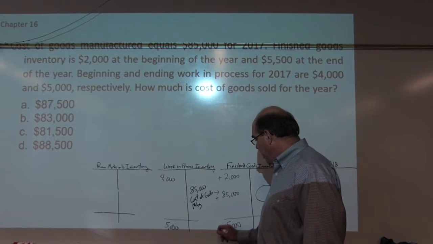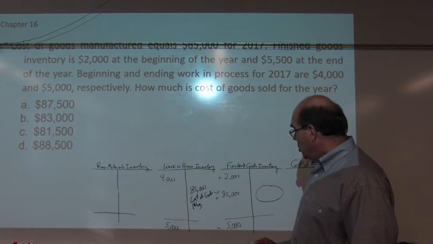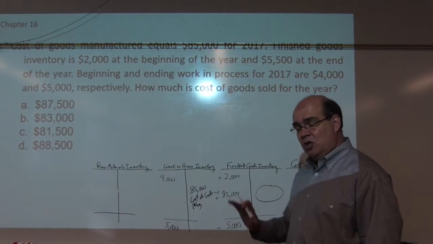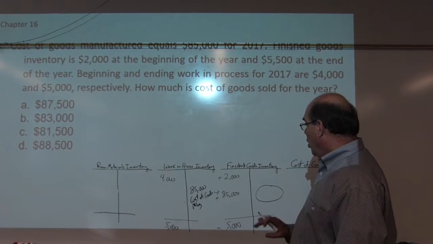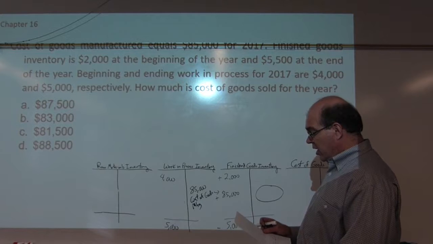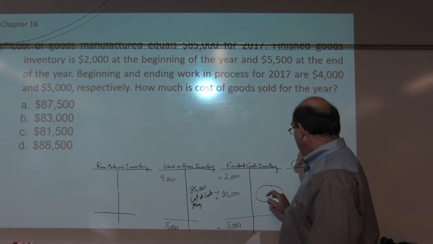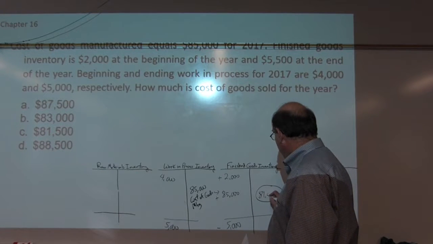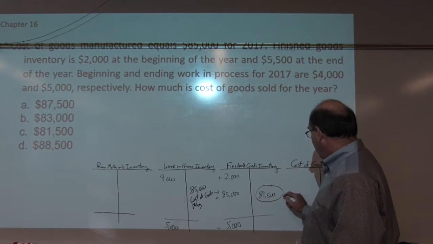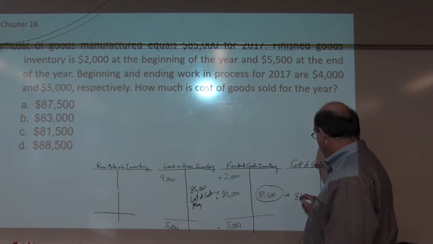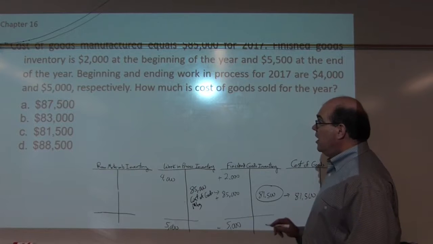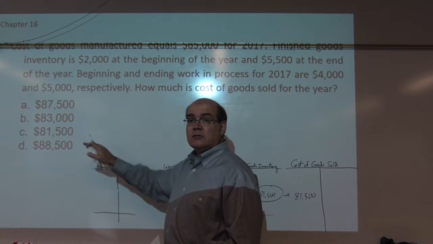We only had $5,000 in our ending inventory, so assuming our employees didn't steal them all, and we assume in our example we have honest employees, where did they go? Well, they must have been transferred out, and that works out to be $81,500. And where'd they go? Well, they got moved into our cost of goods sold. So our correct answer there would be $81,500.